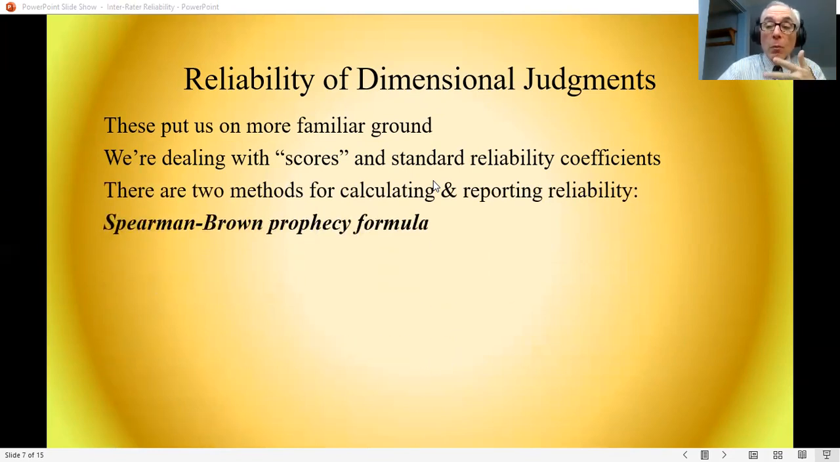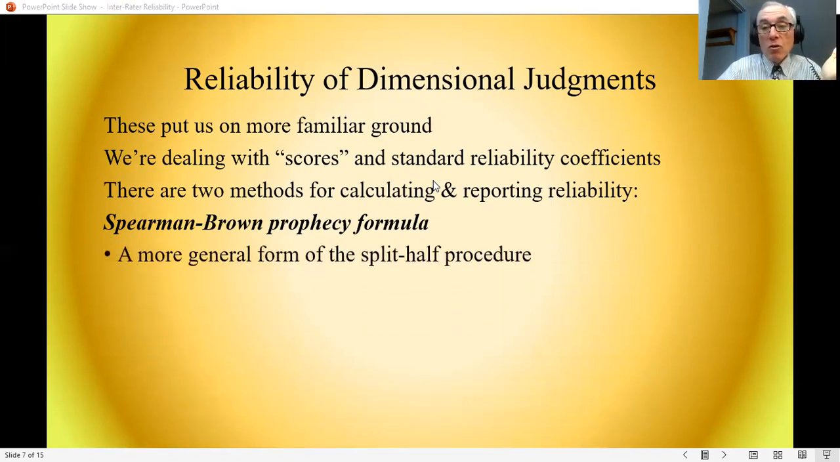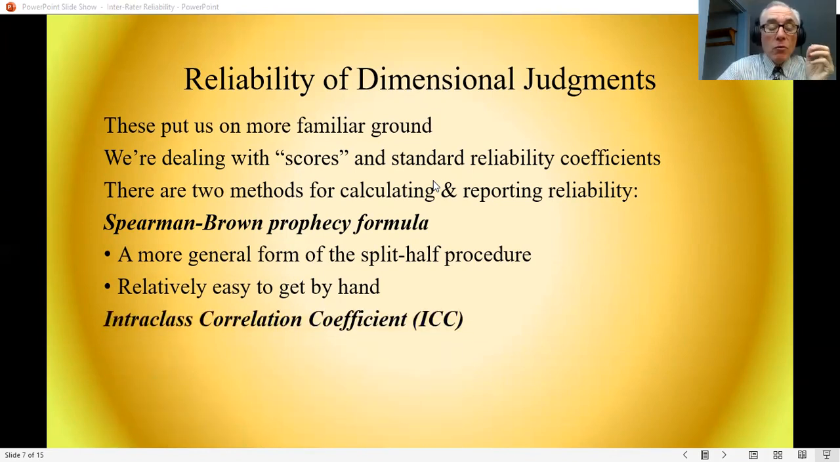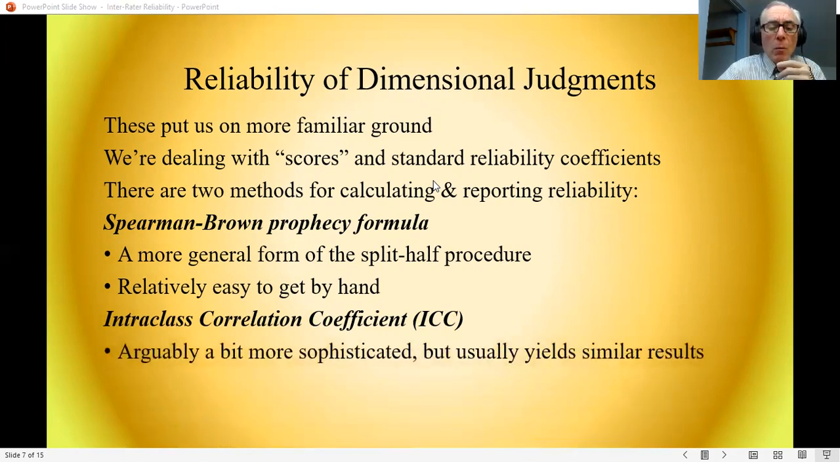One is the so-called Spearman-Brown prophecy formula. That's been around forever. It's basically a more general form of the famous split half procedure. If you are ever doing this by hand, this one's pretty easy to manage by hand. If you have the correlations across the judges, you just plug in a very simple formula and you're done. The other approach is the so-called intra-class correlation coefficient, or ICC, which is maybe a little bit better in some ways, although generally the results come out real similar.